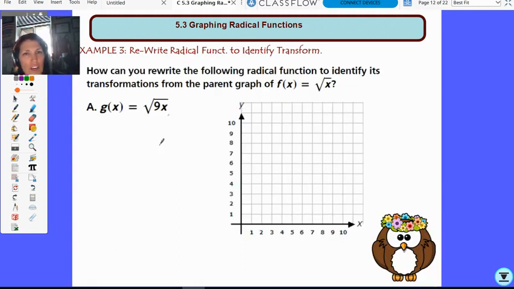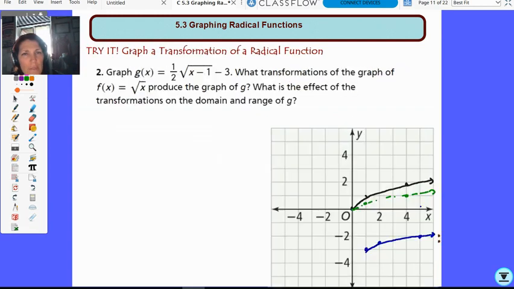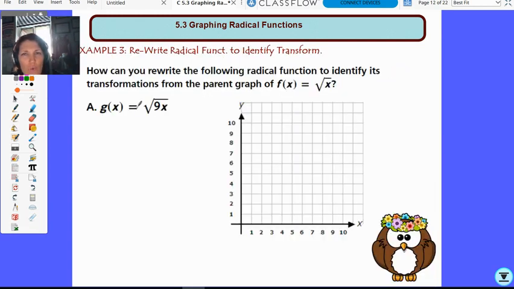So you might want to take note of those translations and how those work. Okay? So now we're going to look at how we rewrite these functions so we can actually tell what the transformations are. This 9 in here kind of is funky.